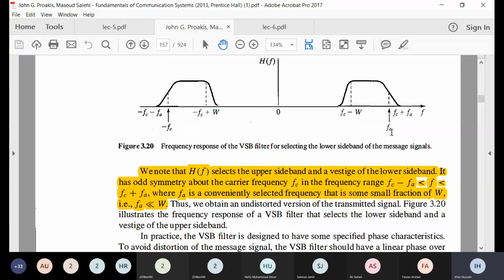So fc is the carrier, and we just take a small vestige. In this case, we have this lower sideband, but we will take a small vestige of the upper sideband. So we just take a very small vestige of the upper sideband, governed by the frequency fc plus fa, or in other words, fa. But this fa is much less than W, a small portion, whose actual width was W, but you are just sending frequencies up till fa.